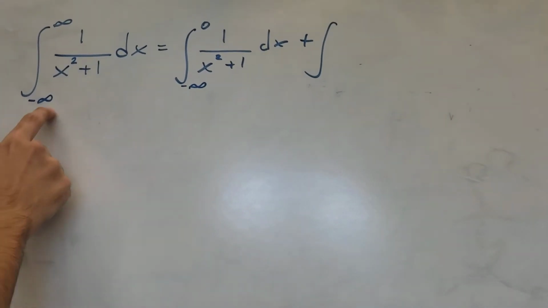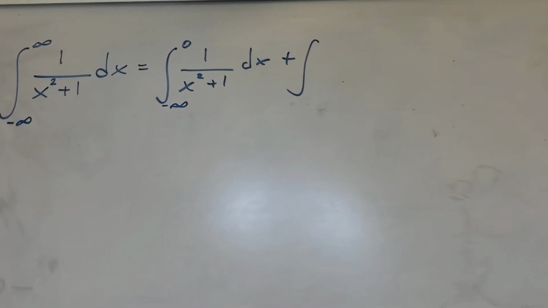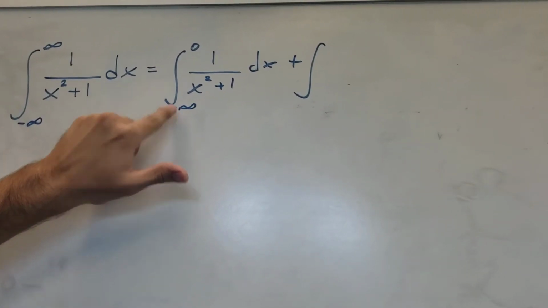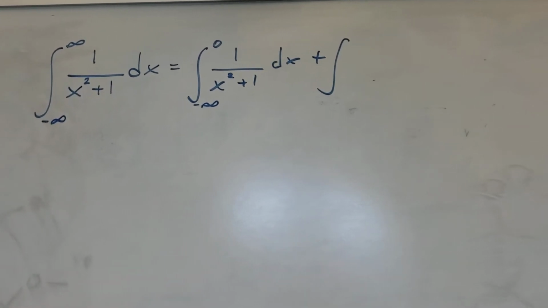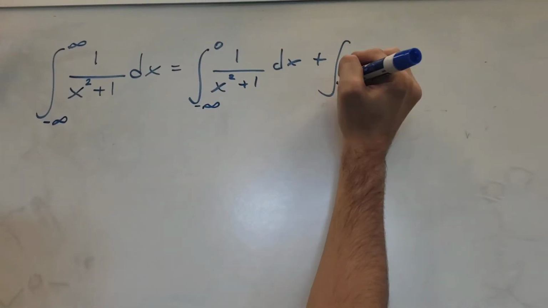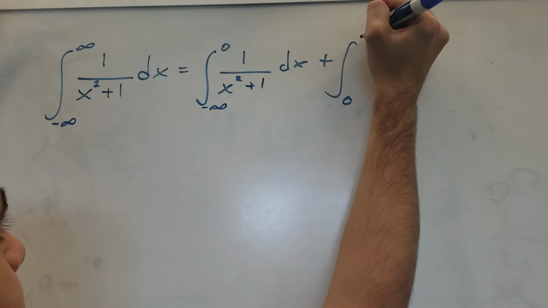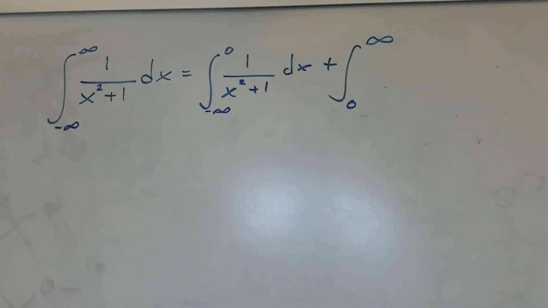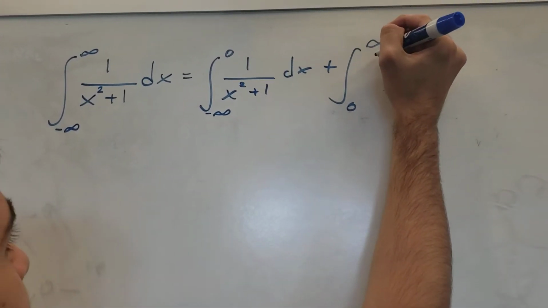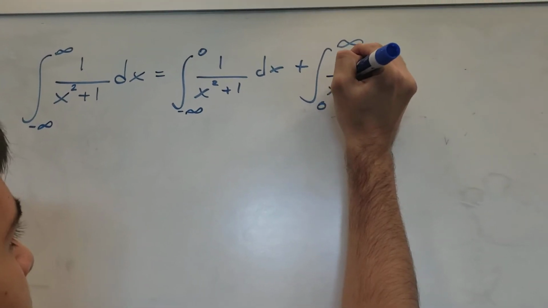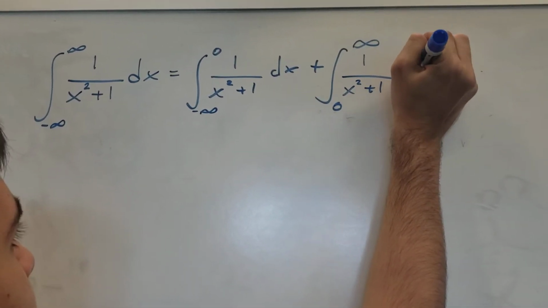If we're going from negative infinity to infinity, well, obviously, if we're going from negative infinity to 0, we have to get to infinity eventually. So we're going to start at 0 for this integral, and now we're going to positive infinity over here. And then, of course, you write down the exact same function, 1 over x squared plus 1.